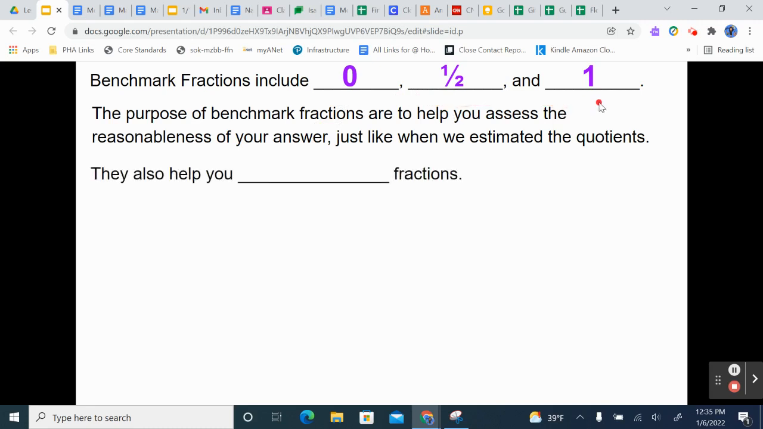Benchmark fractions can also help you compare fractions. So if a fraction is closer to 0 and the other fraction you're comparing is closer to 1, you know that the fraction that's closer to 1 is going to be the bigger fraction.